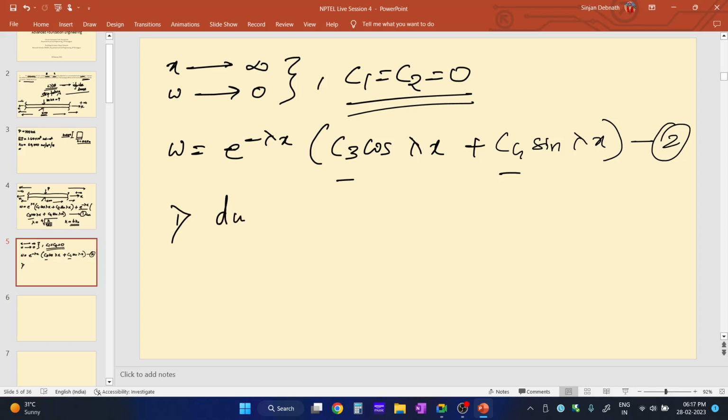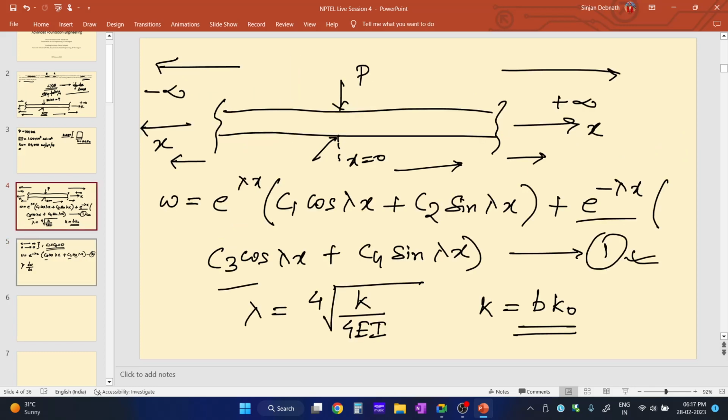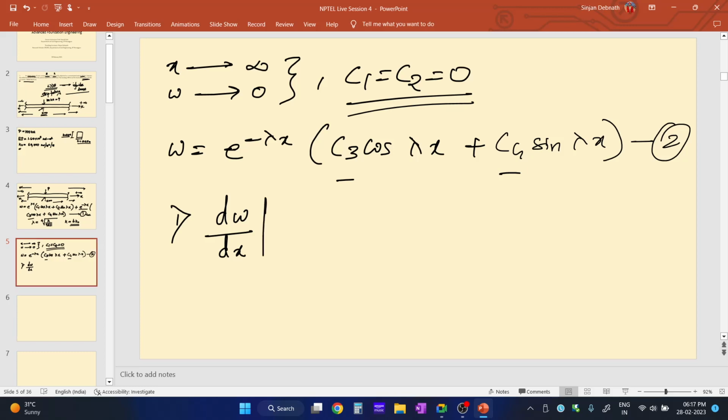So dw by dx. W is the deflection, so the change in deflection by the change in length, that is the slope. So the slope at x equal to 0 is 0. This is a boundary condition. If we apply this boundary condition, if we differentiate this w and equate it with 0, we will get C3 equal to C4.